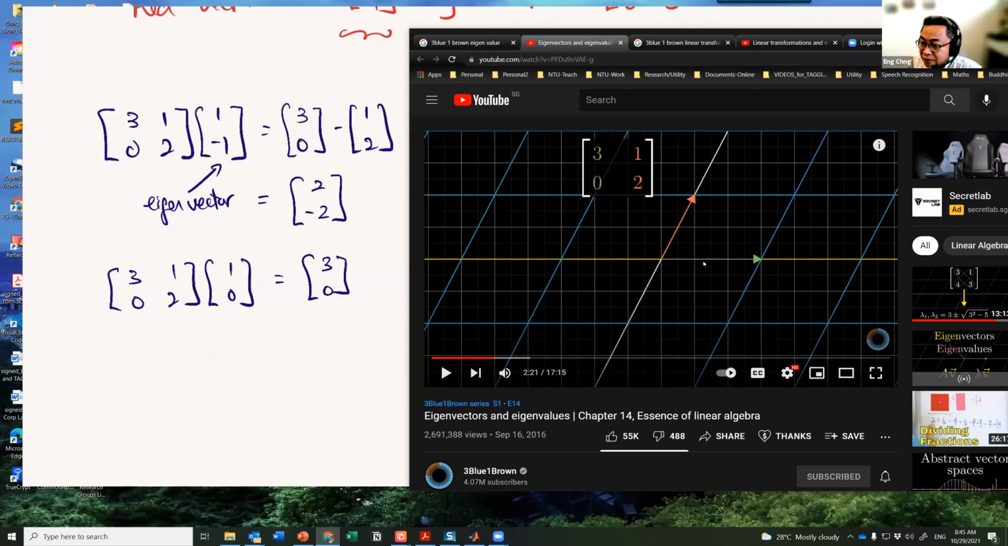Now we see it graphically. The green guy is 3, 0. Where's 3? 1 point, 2 point, 3 point, lying on the horizontal line because the vertical axis is 0. Okay. Now, what about -1? Okay, let's try.